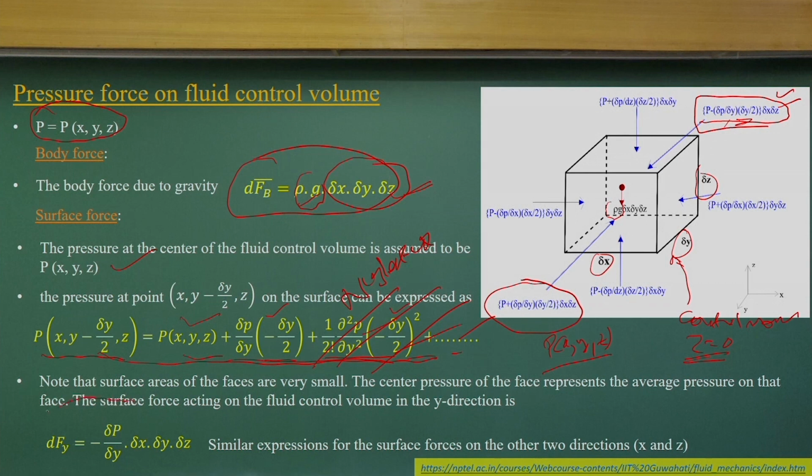If you equate it, finally we will get this: the negative gradient of pressure and the volume of the control volume. This is the force component acting along the y direction.